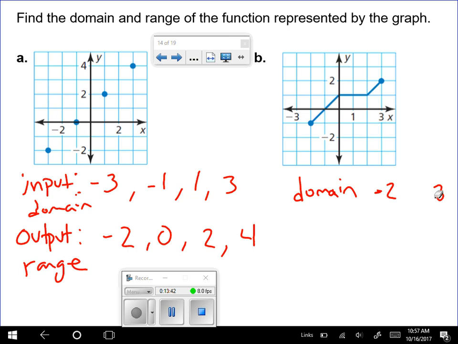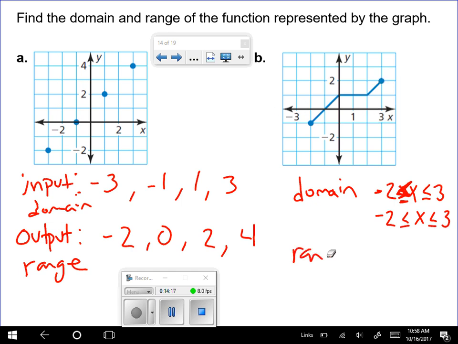So I can set up an inequality here. The smallest it could be, x is going to be greater than or equal to, because it's a closed circle there, and less than or equal to 3. I'm going to rewrite that because it's kind of hard to see. The smallest it can be is -2, so we want x to be bigger than or equal to -2, and x to be smaller than or equal to 3. That's our domain. That's the x values.